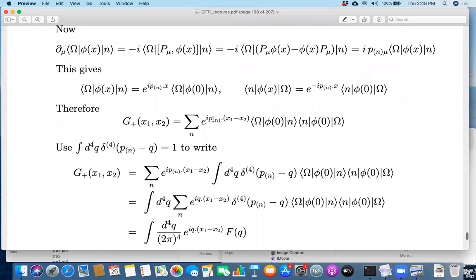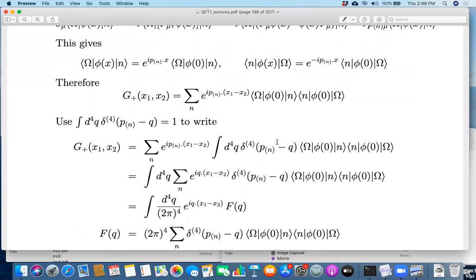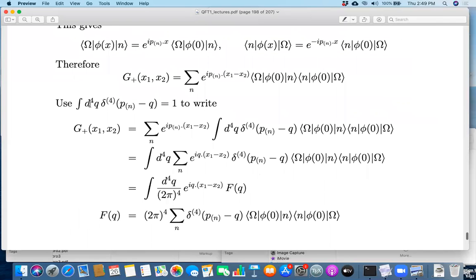And I'm now going to rewrite this in a slightly different form, which will look trivial at present, but it will be useful later. The way we'll do it is we'll use the fact that this is just 1: the integral d4q of delta 4 (pn minus q) is just 1. If you integrate over q, there's a single delta function, so q will be set equal to pn and you will get 1. So you can always multiply this by 1. That's what we are doing here.